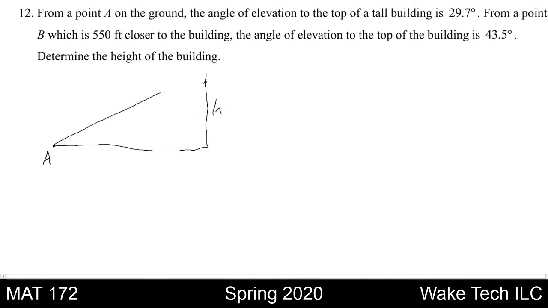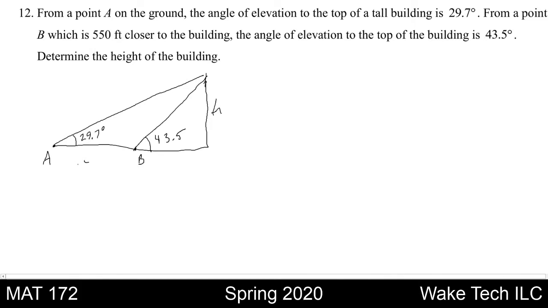We have an angle up to that, so angle of elevation means from the ground, and that angle is 29.7 degrees. Alright, then they say we move 550 feet closer, so we're moving closer and we end up at point B here, and we end up with a new angle of elevation, which this time is 43.5. Alright, and we're supposed to find the height of the building, this thing I called h here. Alright, so we have a few ways of figuring out h.